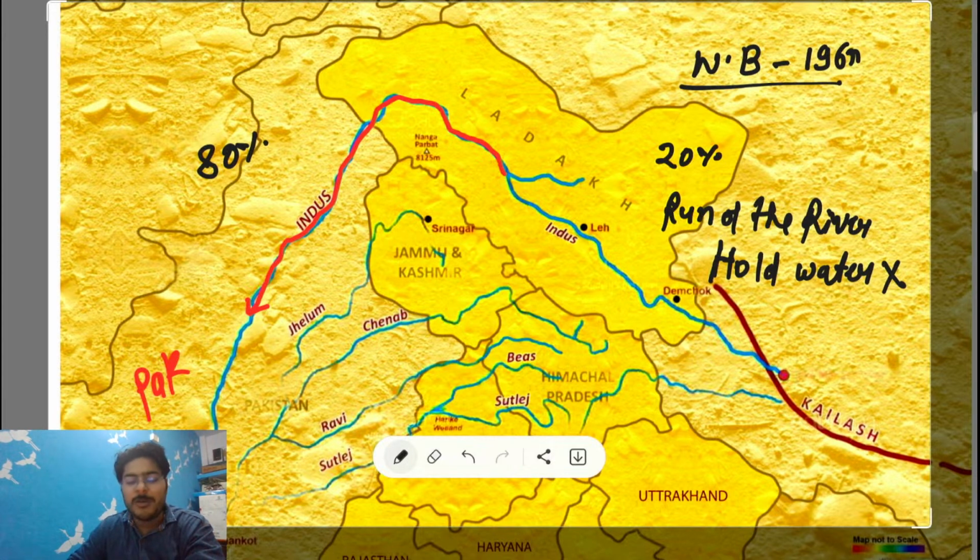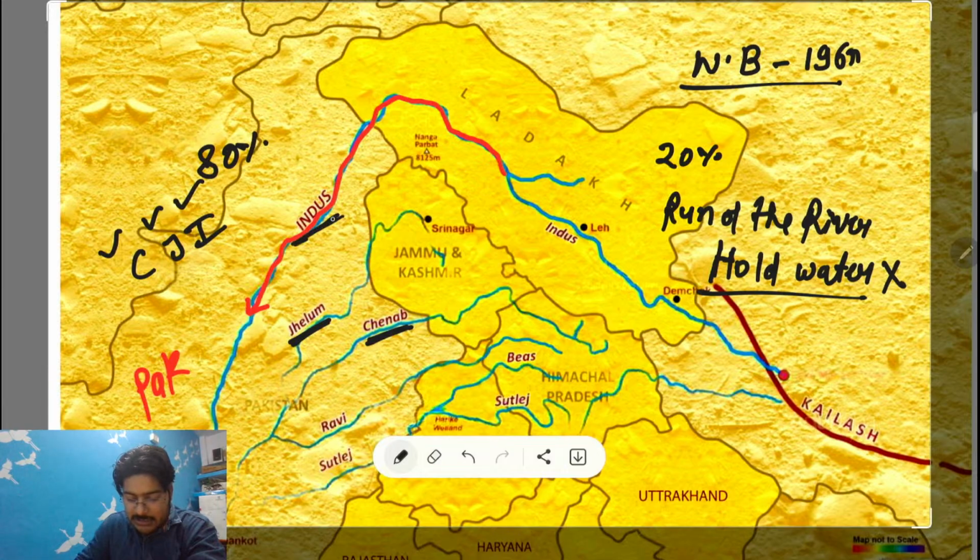But overall, the main problem is India right now doesn't have any mechanism via which we can hold the water of the Indus. Clear? Now, next thing is, in the case of Pakistan, remember this CJI. CJI means Chenab, Jhelum, and Indus. These three rivers fall under the category of Pakistan. So this is the Chenab, and this is the Jhelum, and this is the Indus. These three rivers are the rivers of Pakistan.